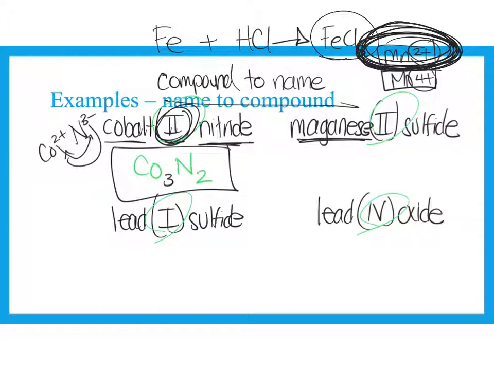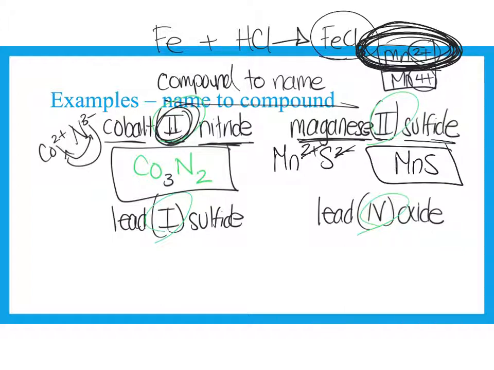So manganese is Mn. On my scrap paper I'm going to be doing this. It has a 2 positive charge, because that's what the Roman numeral is. And it's with sulfide, which is 2 negative. Because this is 2 positive and this is 2 negative, I actually get this. So MnS.